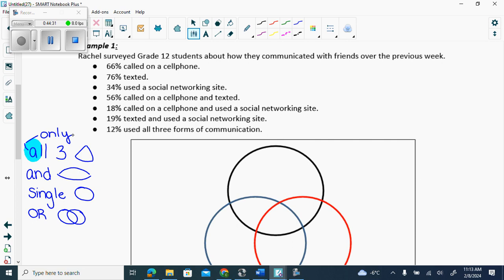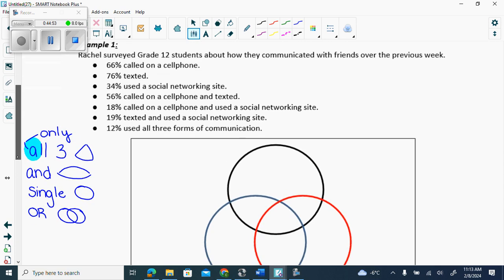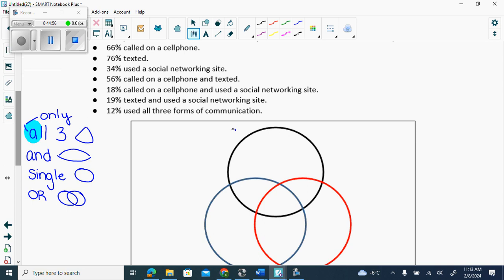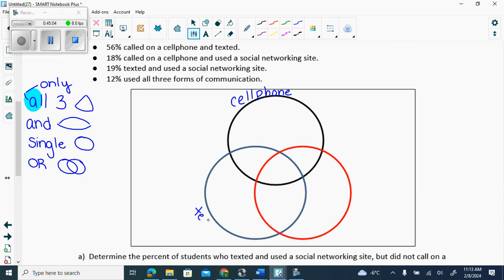So I went through and I've discussed what I'm going to do. First thing I have to do with the 3 circle anyways is write some stuff on it, like what the things are. Now, I have one circle at the top. You could do 2 circles at the top and 1 at the bottom. It doesn't matter because you're going to label it. You could label it differently than me. I have to adapt to you when I mark it. But I'm going to go cell phone, texted, social networking site.